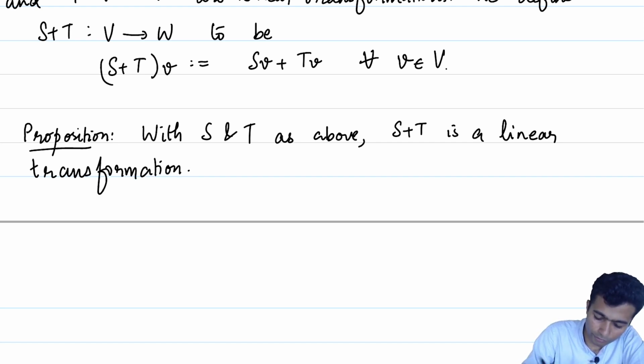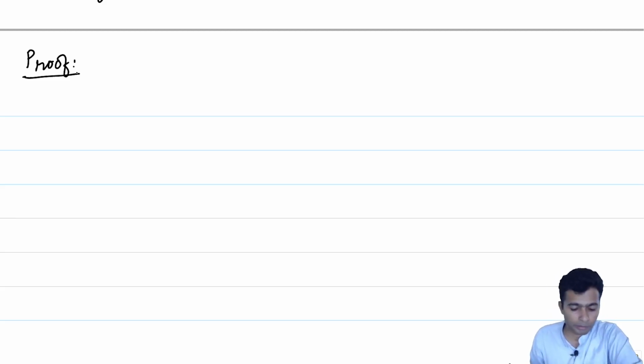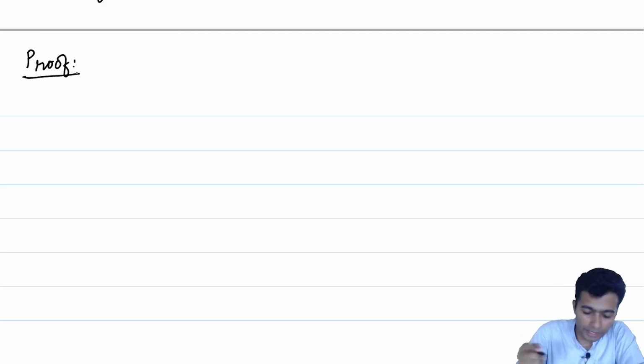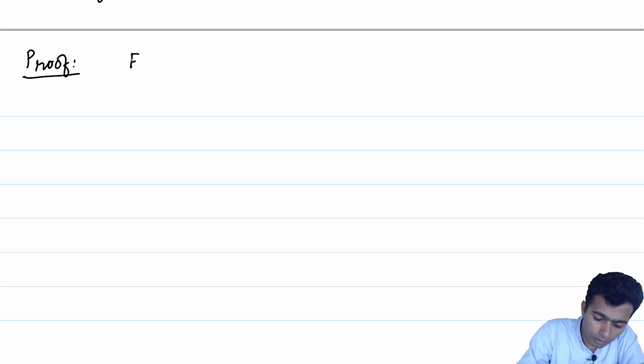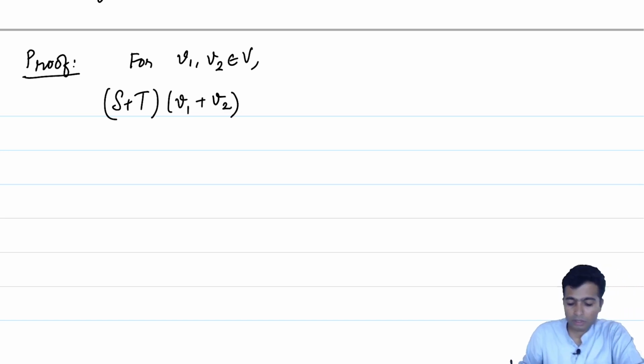So let's give a quick proof of it. I'll just indicate one part of the proof. To check that S plus T is a linear transformation, we need to check that S plus T preserves both the addition and the scalar multiplication. Let's just check the addition part. For v1, v2 in V, let's ask what is (S plus T)(v1 plus v2). We would like to show that it is (S plus T)(v1) plus (S plus T)(v2).